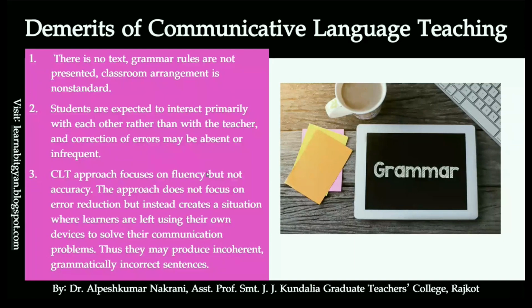Students are expected to interact primarily with each other rather than with the teacher. Now, what happens? The teacher will be correcting, but most of the time, students are communicating with their fellow students. Proper correction of errors may not be done. Because the approach focuses on fluency only, it will be a problem in future. They may be fluent, but they may not be correct in their communication. So they may create grammatically incorrect sentences, though they are fluent.